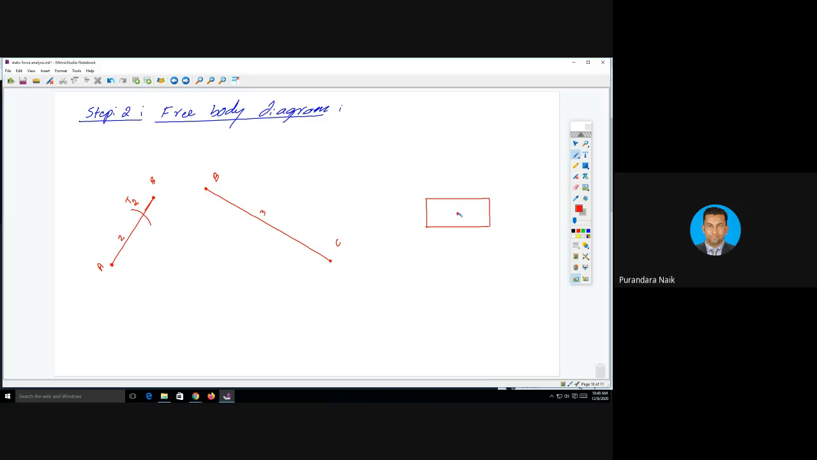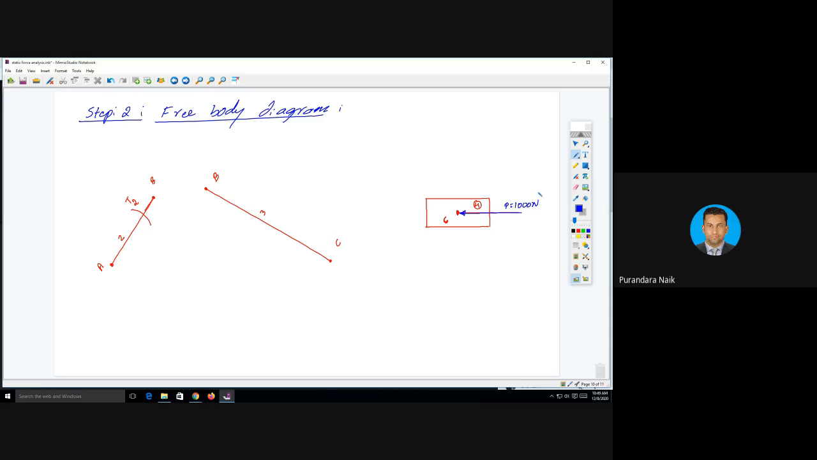Link number 4 is a slider, and this point is C, correct? Point C. And here, let us take this as link number 4. Okay. And what is the force acting here? This is a point force, that is P, correct? P is equal to 1000 Newton. It is given in the problem.